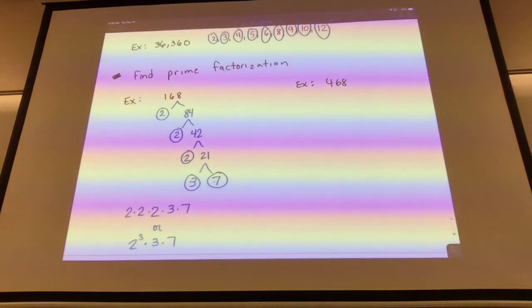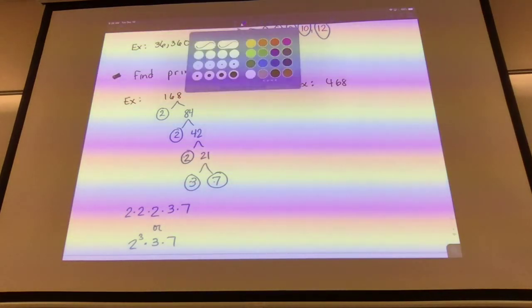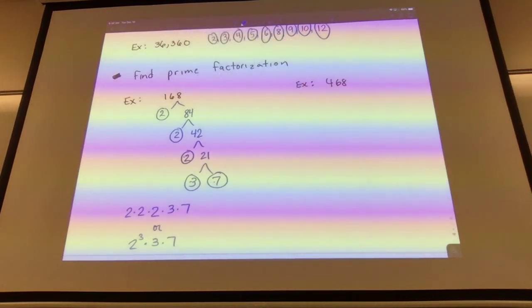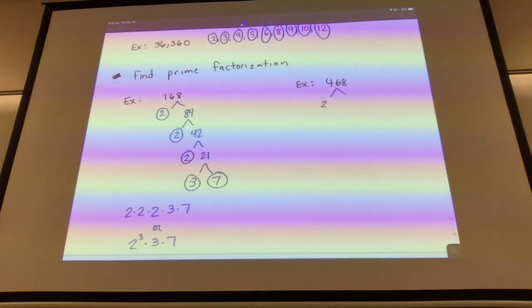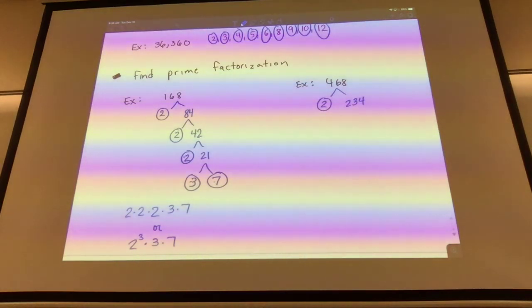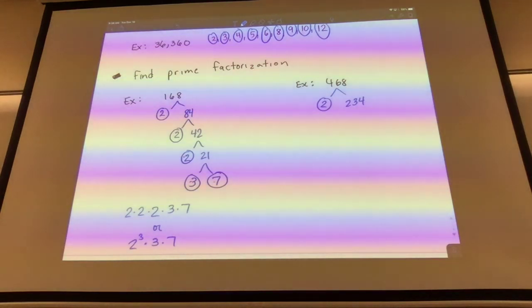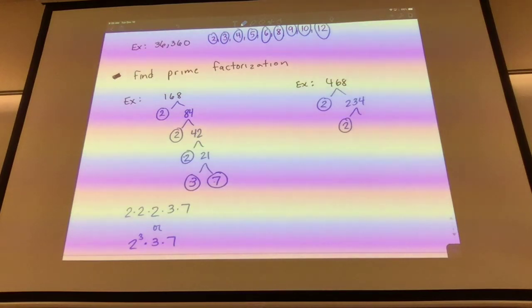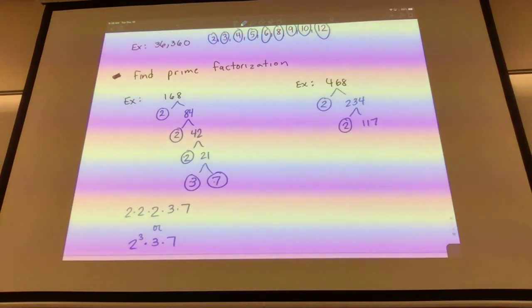Okay, so 468, I'm just going to divide it because it's a bigger even number. Divide it by 2 and try to get it a little bit lower. So divide by 2. Each component divide by 2 and I get 234. That's even as well. So I'm going to divide a 2 out of it. And that's going to give me 117.